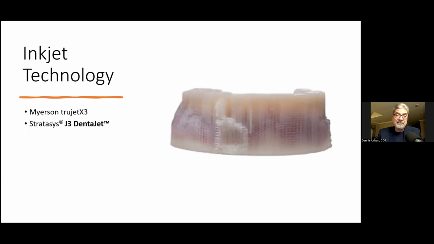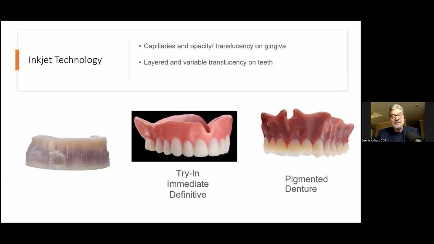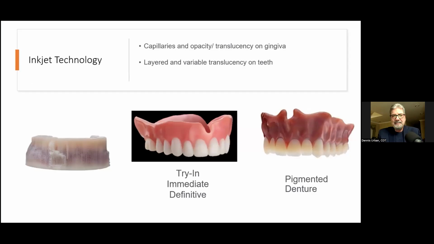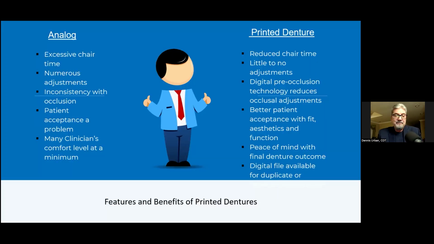Okay, now we have inkjet technology, also printed dentures, which provides capillaries and opacity and colors with pigmented dentures. So that's what we have. Meyerson TrueJet X3 and the Stratasys is doing that. And then, as far as the features and benefits of printed dentures, I mean, there's a lot of positives to it. Reduced chair time, little to no adjustments, and we always have that file if anything goes wrong, and peace of mind with that final denture outcome and more predictability.